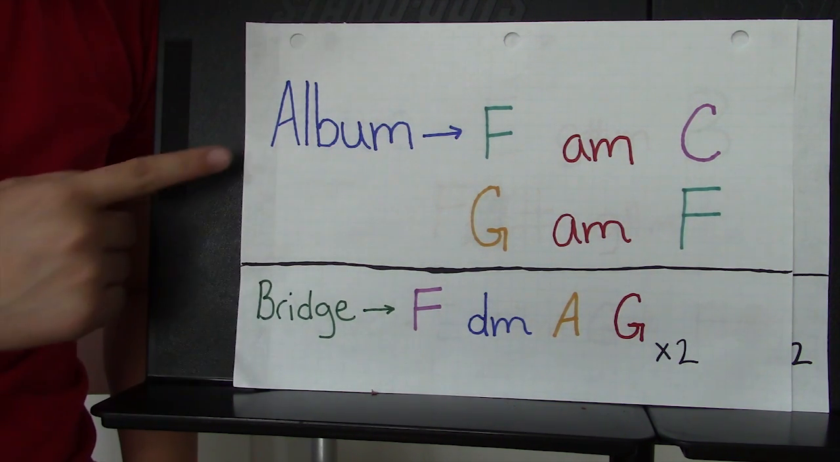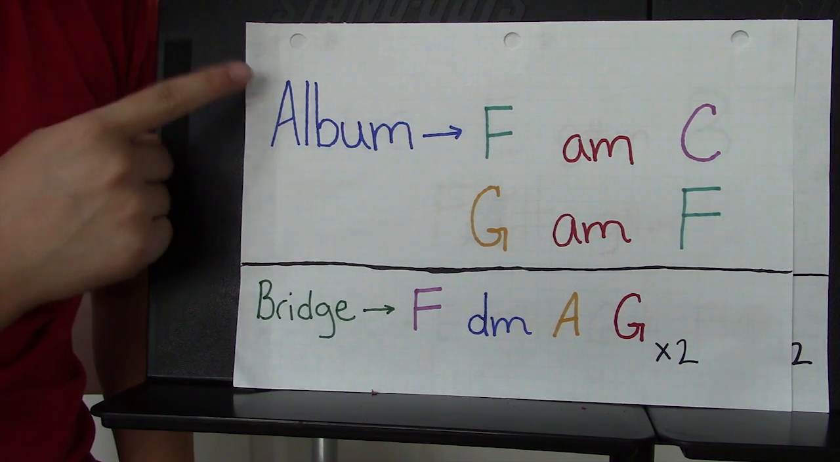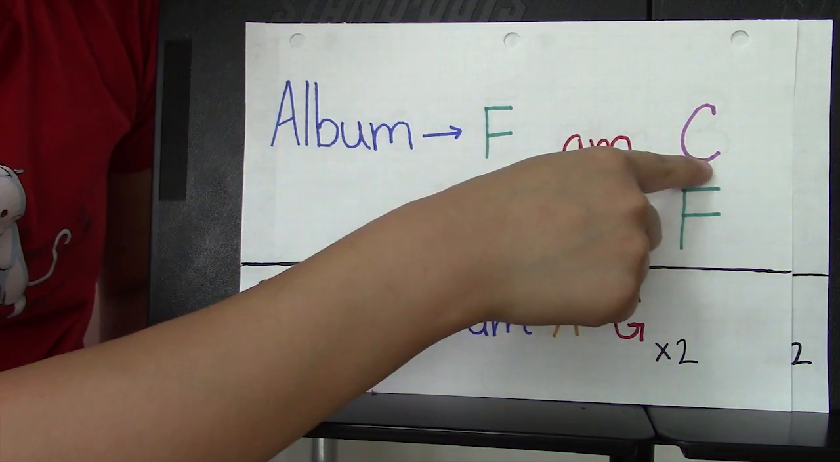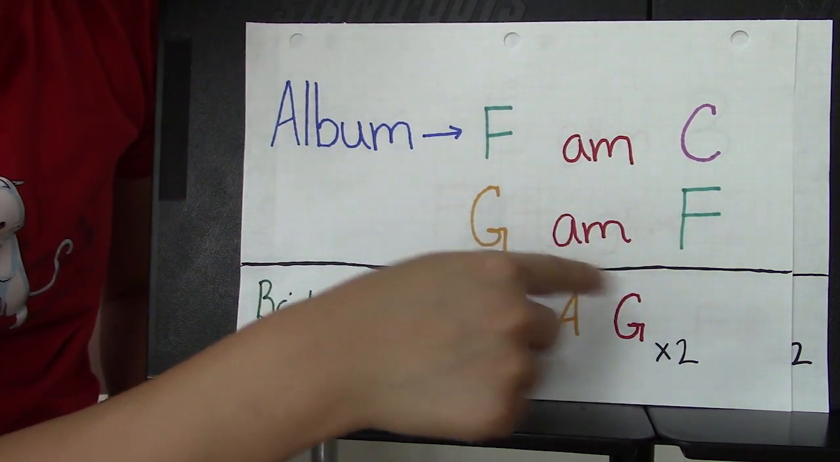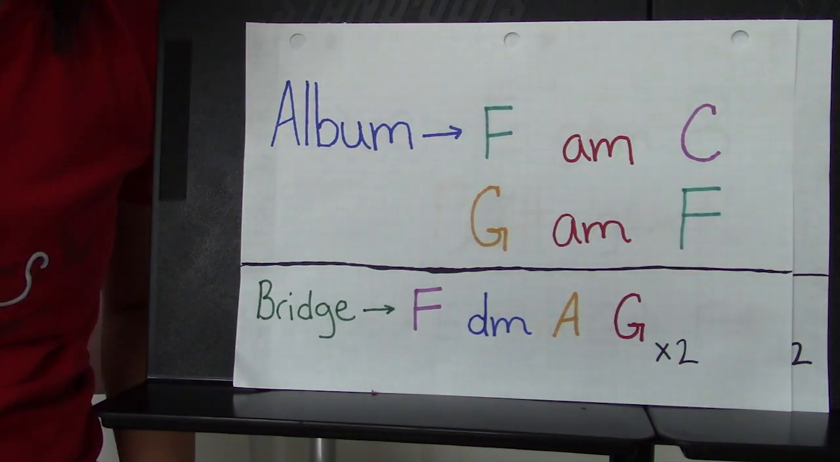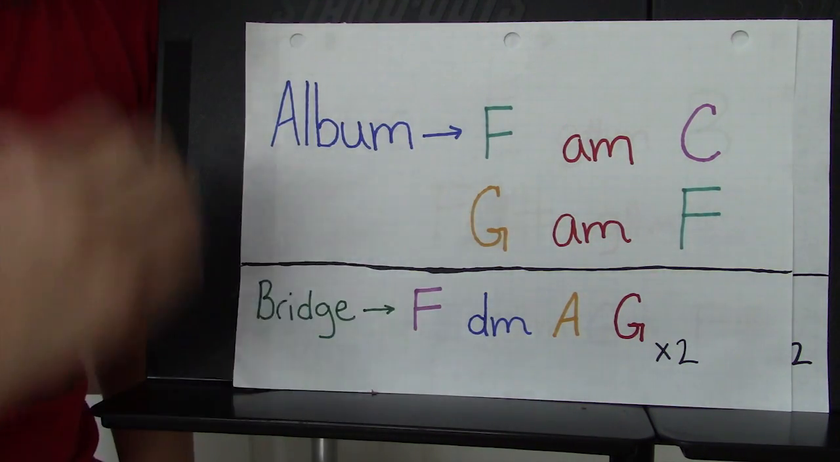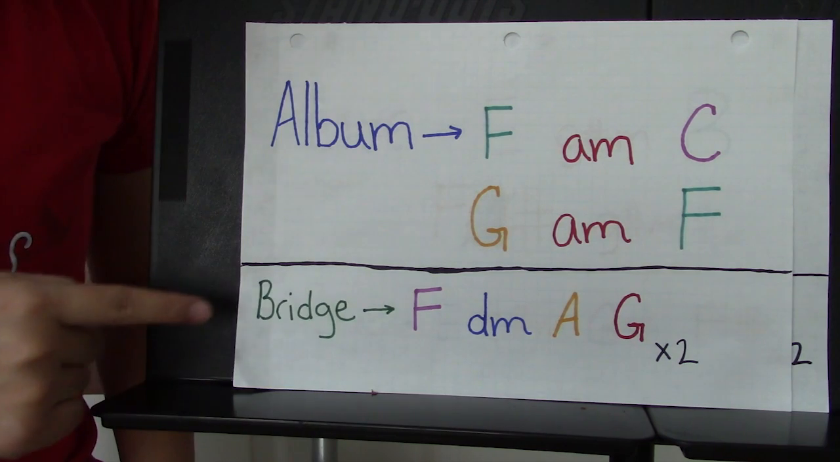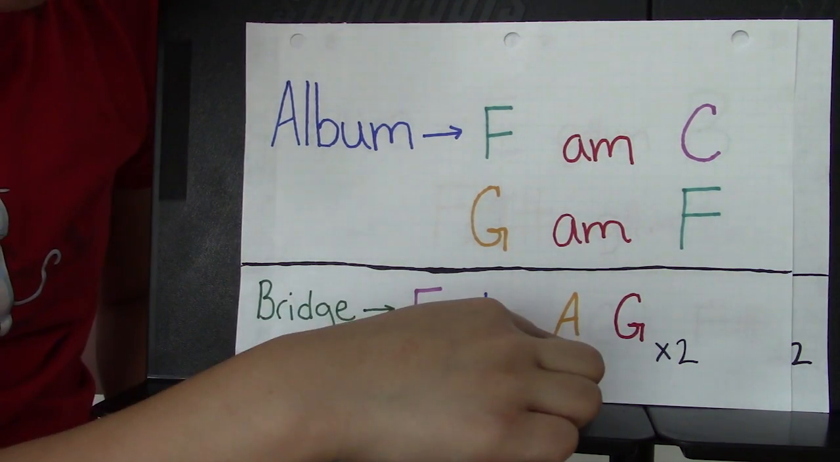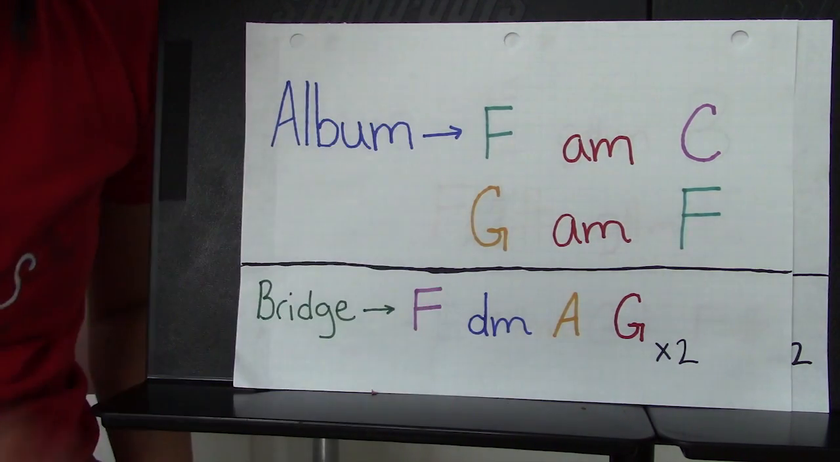On the album version, they play the song in F, and they play F, A minor, C, G, A minor, and back to F in that order, and they just play it over and over again throughout the song, through all the verses and choruses. However, when they get to the bridge, they play an F, D minor, A, and G in that order twice.